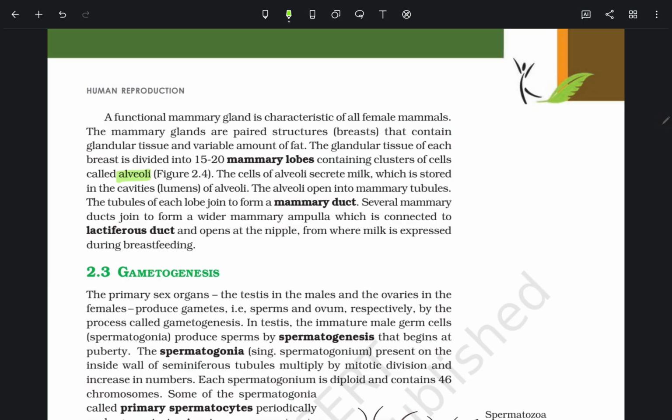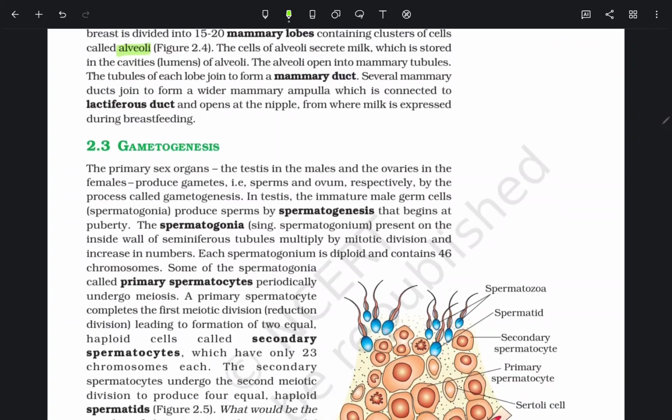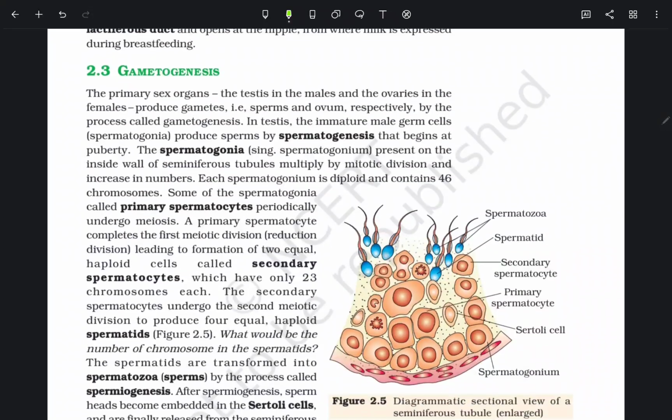of alveoli. The alveoli open into mammary tubules. The tubules of each lobe join to form a mammary duct. Several mammary ducts join to form a wider mammary ampulla, which is connected to the lactiferous duct that opens at the nipple, from which the milk is expressed during breastfeeding.